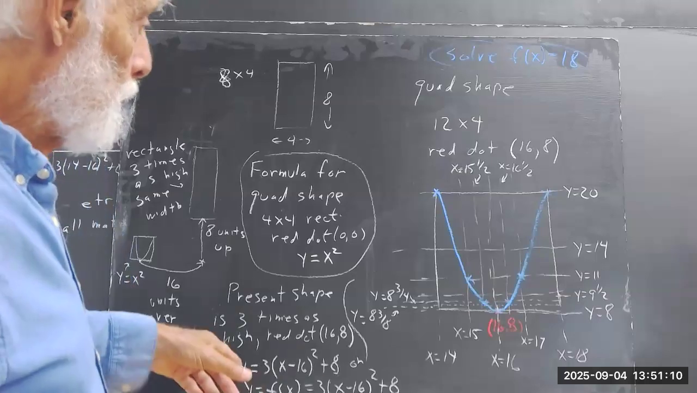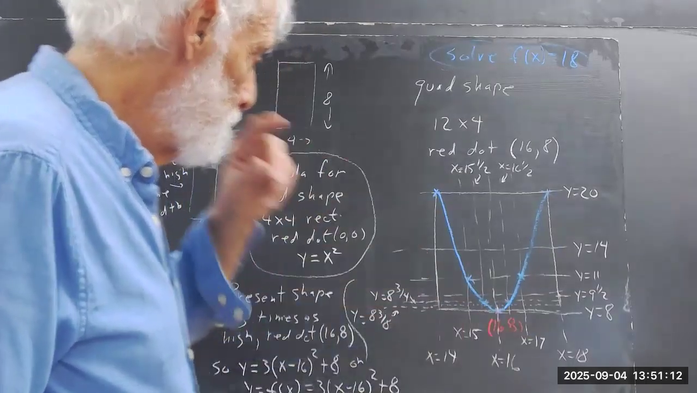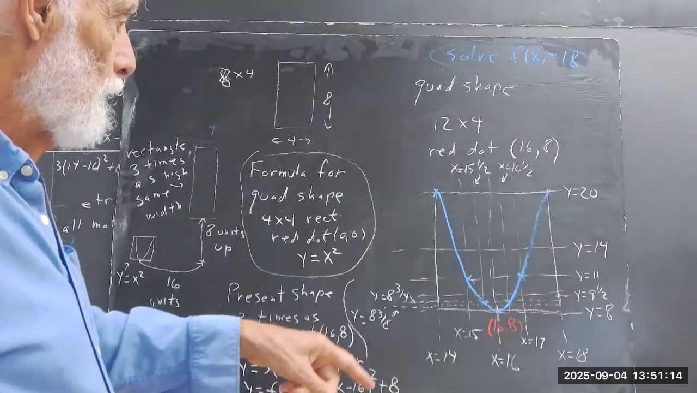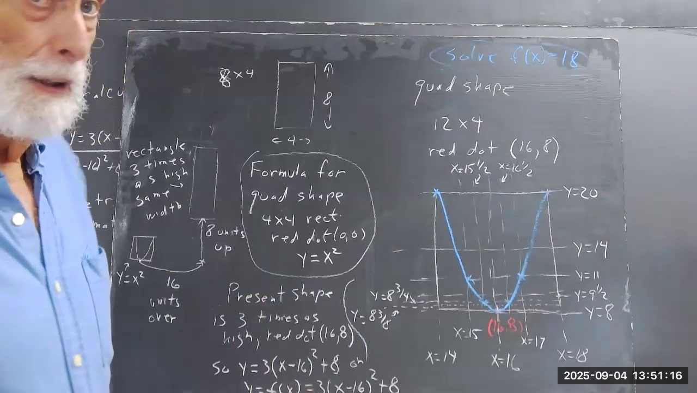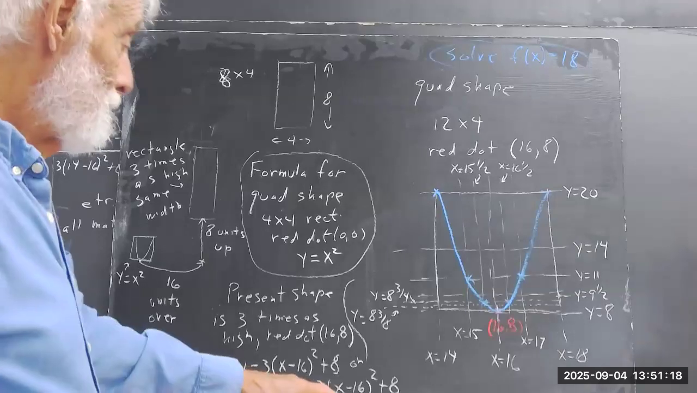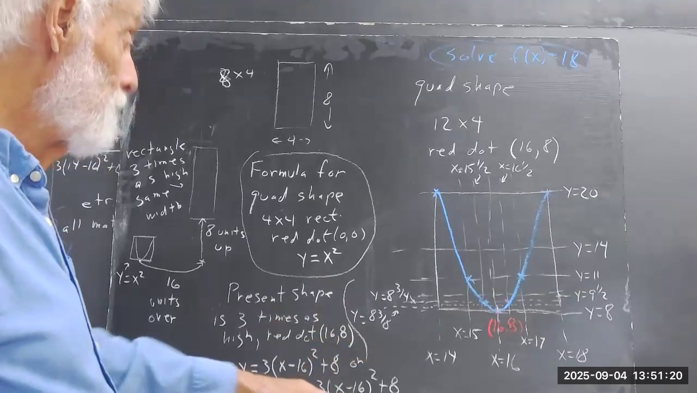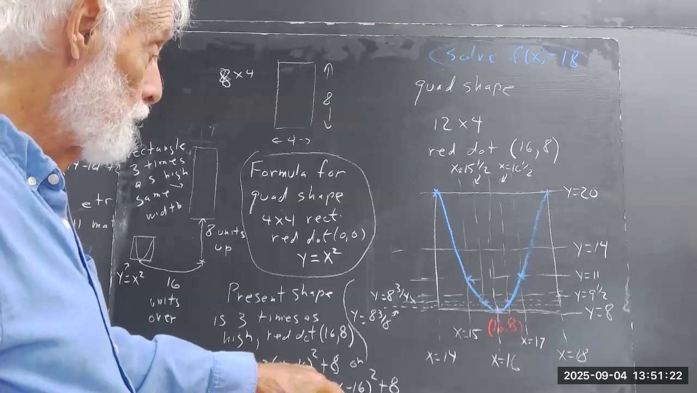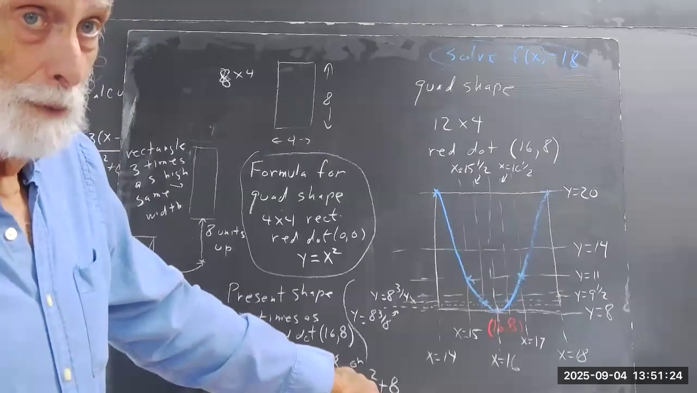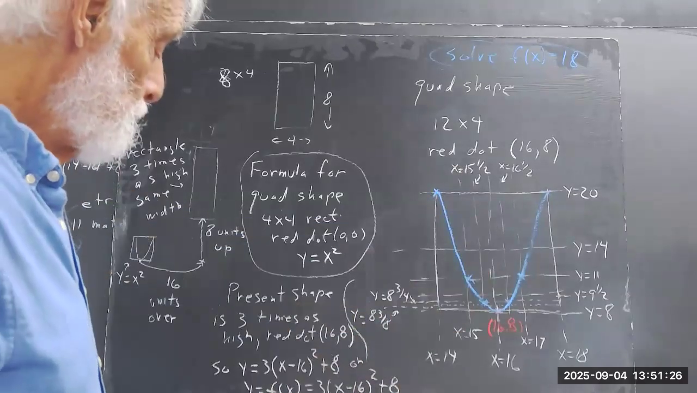Okay. So if I plugged in x equals 17, I would get the y value for x equals 17, which is 11. Well, 17 minus 16 is 1. Square that, we get 1. 3 times 1 is 3, and add that to 8, we get 11. It agrees with the graph. Okay.